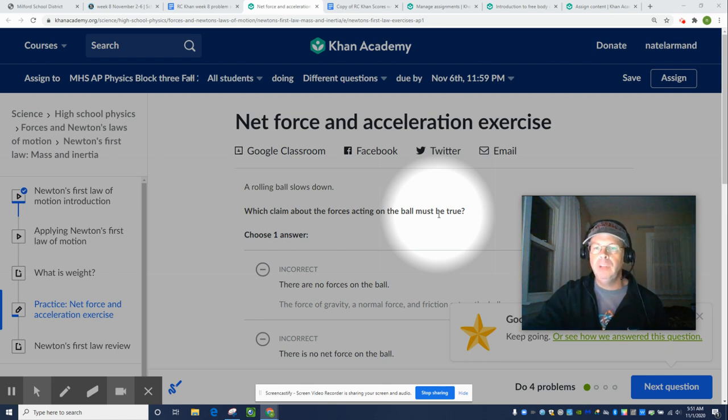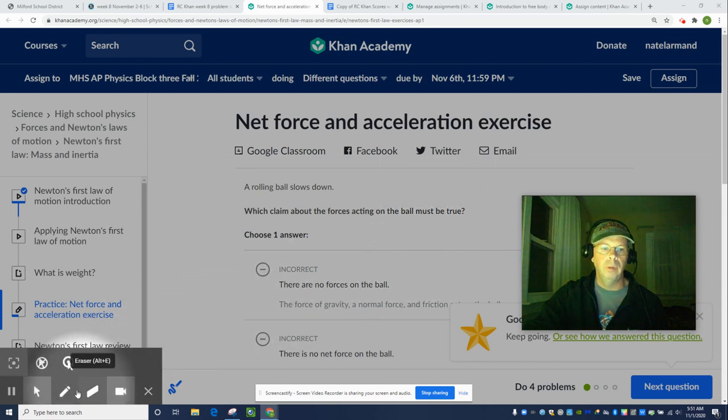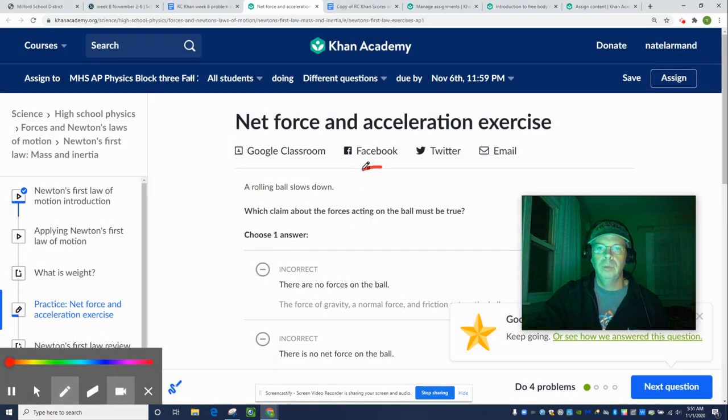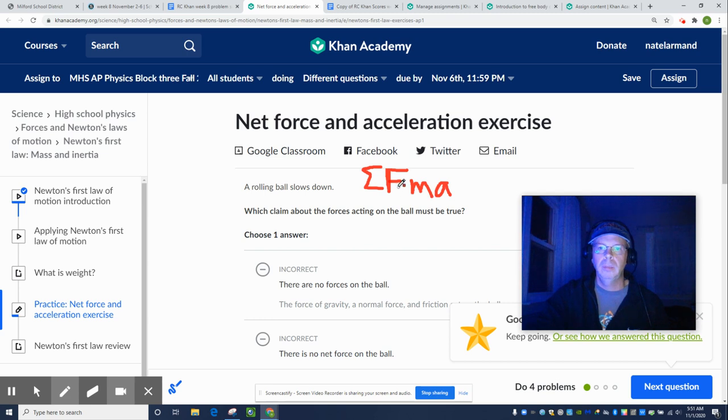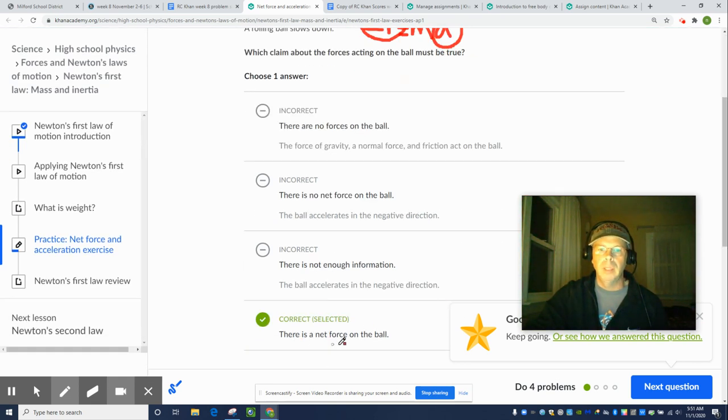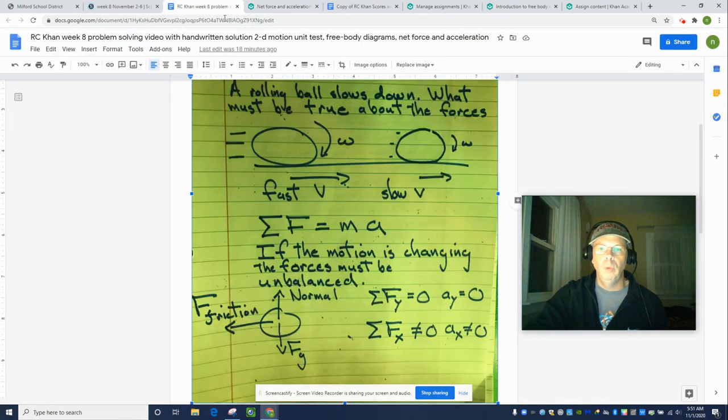Anyway, any change in motion means unbalanced forces. So the mathematical concept behind all of this is called Newton's second law. Whoops, F equals ma, pardon my sloppiness. So if there is any acceleration, there must be a net force. And right, there is a net force. So let's talk about what net force.